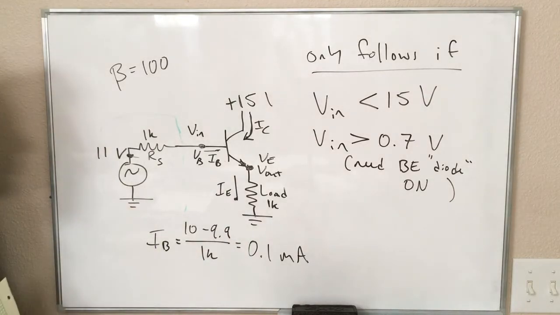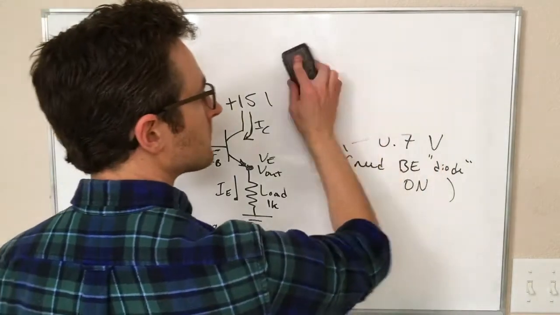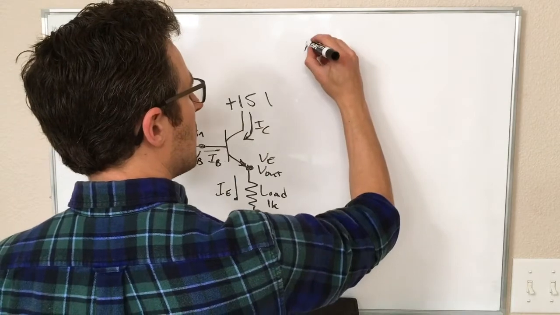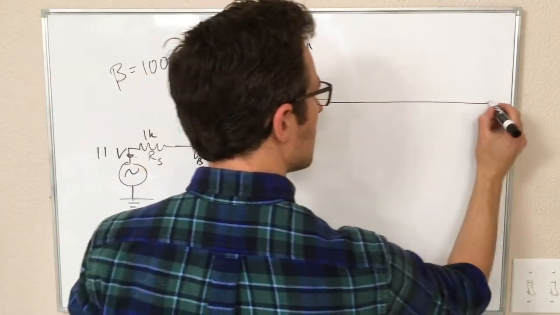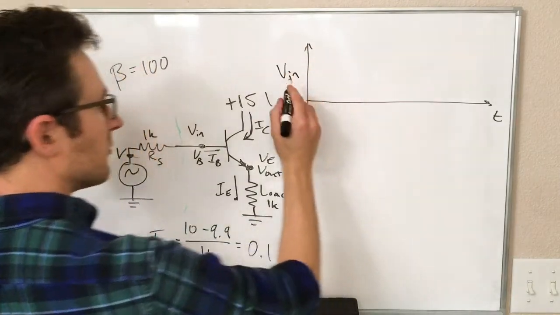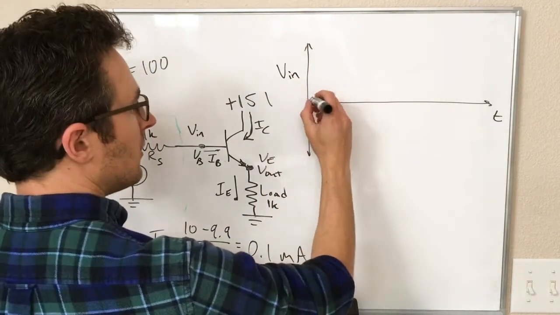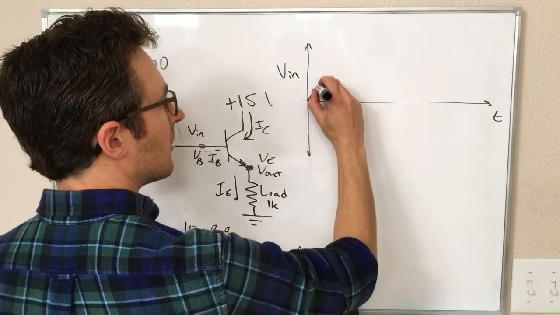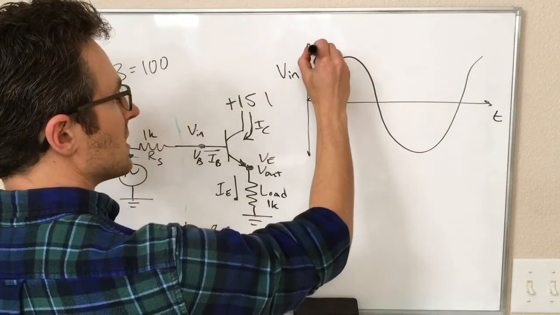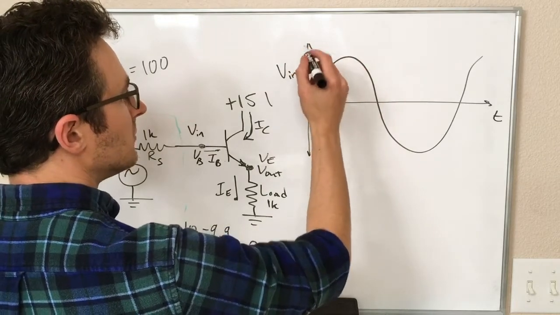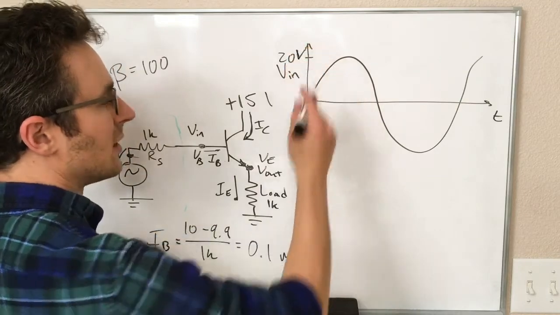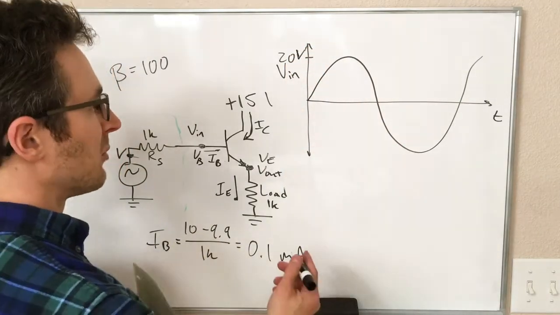So if we're to graph the behavior of this follower, it'll look something like this. So if this is our voltage, we'll say this is our voltage input versus time. We'll make it a big sine wave or something. And let's make this crazy. Let's say this is like a 20 volt sine wave or something. So our input voltage, we're making big just to show that this is not going to be perfect.